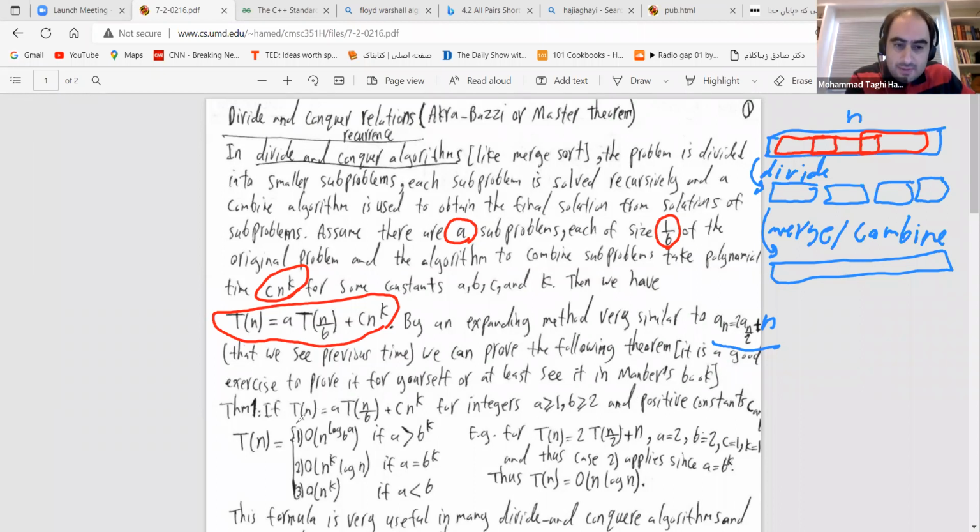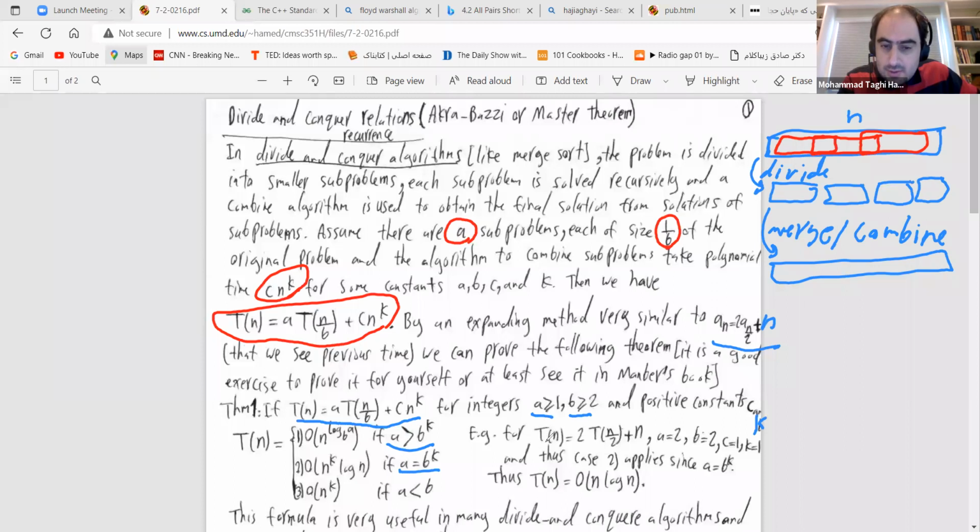But in general, we have this theorem: if T of n is equal to this, for integers a greater than or equal to 1, b greater than or equal to 2, and positive constants c and k, then this is the running time of these algorithms. What is the running time? If a is greater than b to the k, it would be n to the log a base b. If a is equal to b to the k, then it would be n to the k times log n. And if we have a less than b to the k, then it is n to the k.